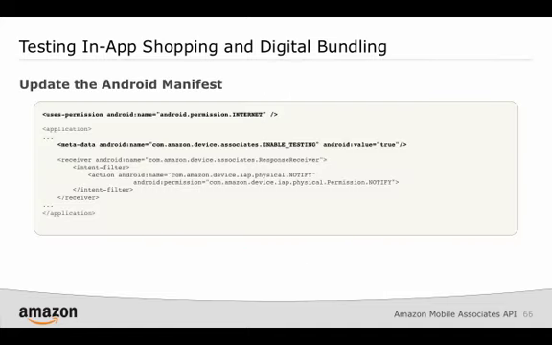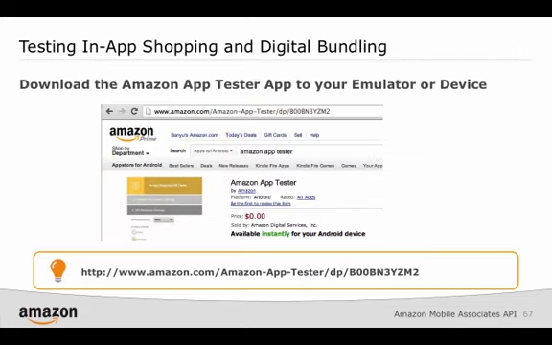To configure test mode for your app, the com.amazon.device.associates.enabletesting flag must be set to true. When this value is true, the API calls are handled by the Amazon App Tester. To do this, simply add the following line within the application tags of your Android manifest file. Note, when distributing your app via the Amazon App Store, Google Play, or any other live distribution mechanism, the enable testing flag must be set to false.